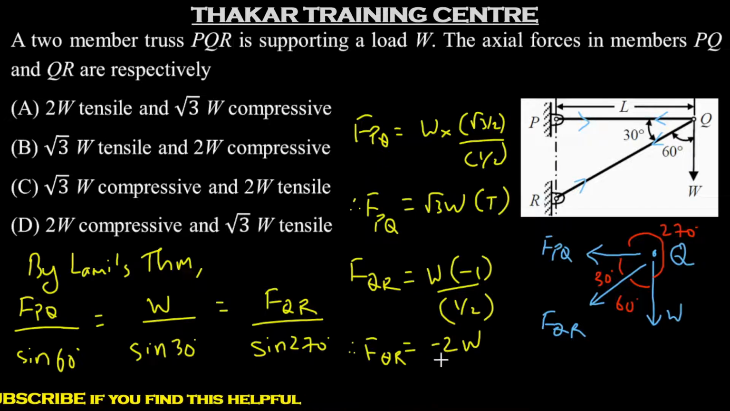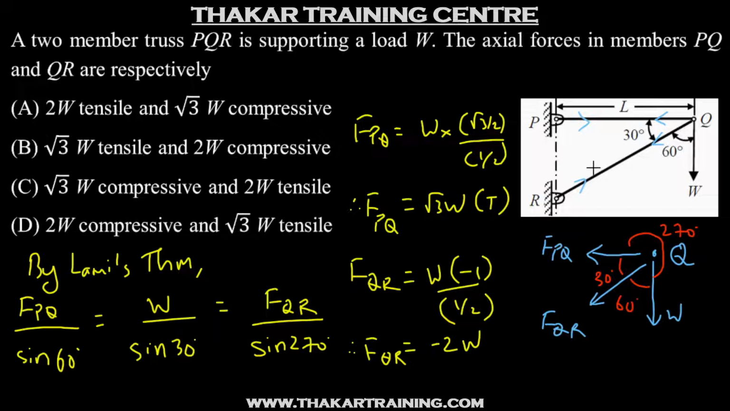Now for QR, we have minus 2W. Minus indicates that the assumed direction is wrong. So the actual direction for QR should be something like this. Now the green one indicates the member in compression. Once again, this is nothing but the internal force that is set up in member QR.